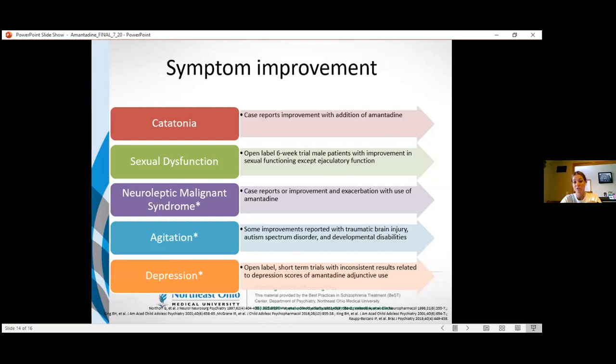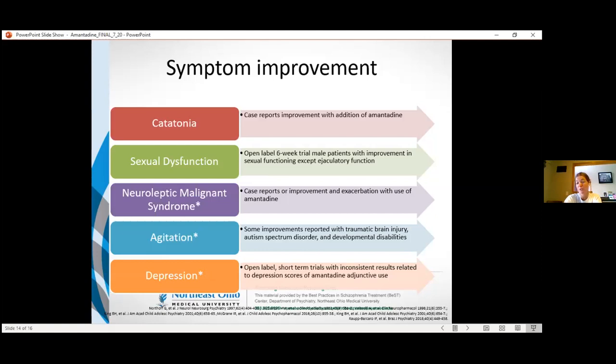In none of these patients who all had schizophrenia or schizoaffective disorder did they have an exacerbation of their mental health symptoms. The other 3 areas I have asterisks on because there is a little bit of discrepant information that's available. So for NMS, the neuroleptic malignant syndrome, there are case reports that go in both directions.